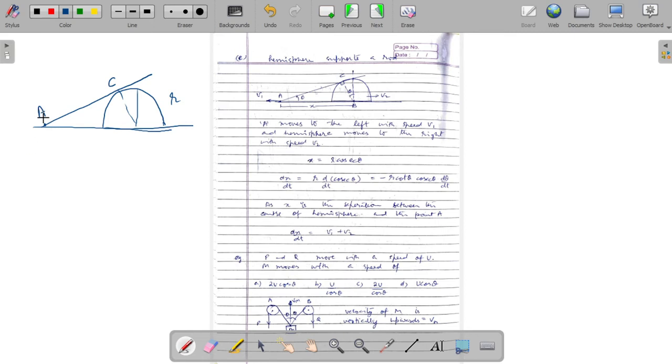So what is asked of us is that, let's say the hemisphere is going rightwards with the velocity some V2, and the point A is going leftward with the velocity some Va. So what would be the relation between V2 and Va, given that the rod makes an angle theta with the horizontal? If we are given that, what is the relation between V2 and Va?